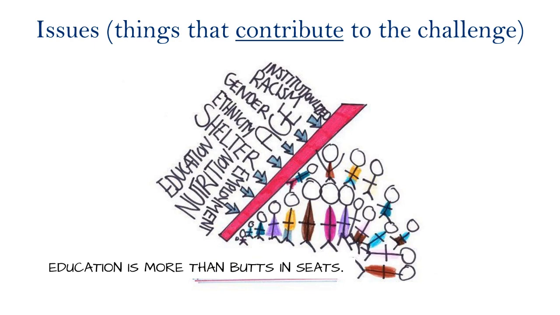Okay, the last thing as we're dividing our themes into things that we've learned is the issues, which are the things that contribute to the challenge. For example, in the issue of public education, K-12 education success, there are dozens of different issues that contribute: institutionalized racism, gender, ethnicity, whether a student is well sheltered at home, age, nutrition, empowerment. So education is way more than butts and seats, as is every challenge that you're dealing with.